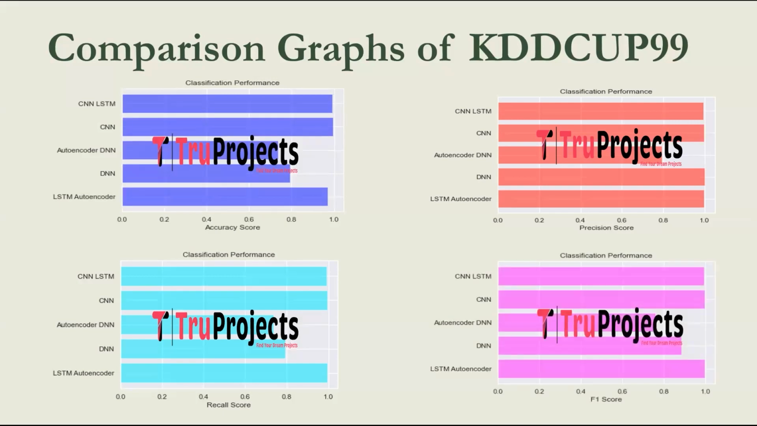This is the F1 score comparison graph. It is the harmonic mean of precision and recall. It provides a balance between precision and recall, especially when there is an imbalance in the class distribution.